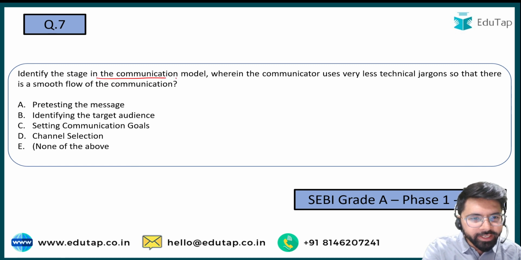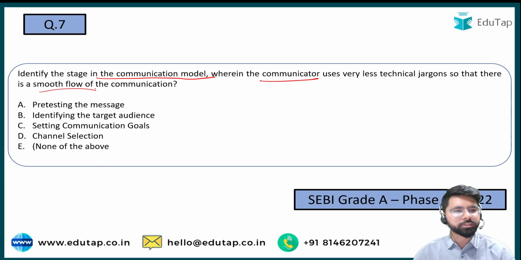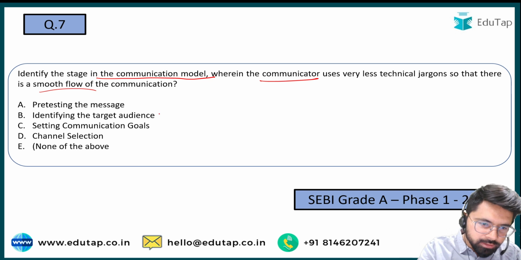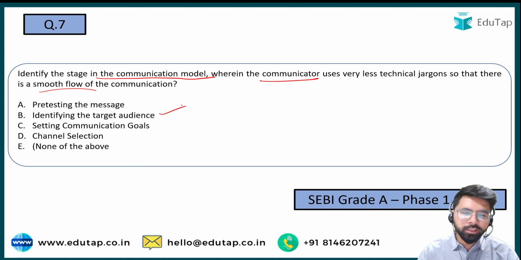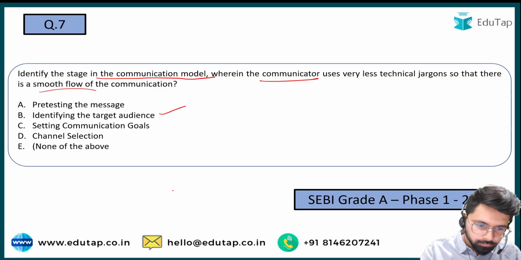Identify the stage in the communication model wherein the communicator uses very less technical jargon so that there is a smooth flow of communication. So friends, looking at the options, try to think what exactly could be the answer. Here the answer is option B, identifying the target audience. Let me give you an example through which you would be able to understand.